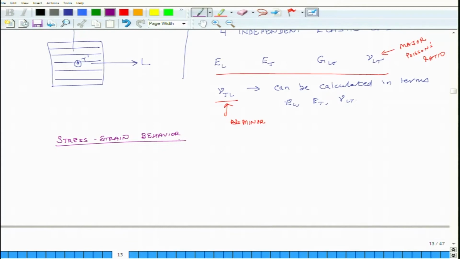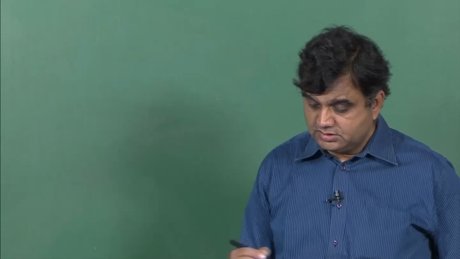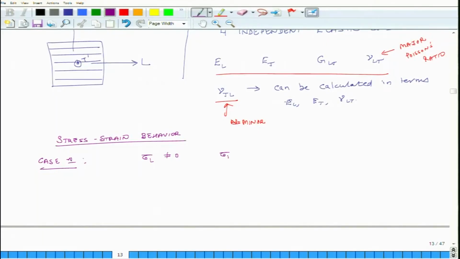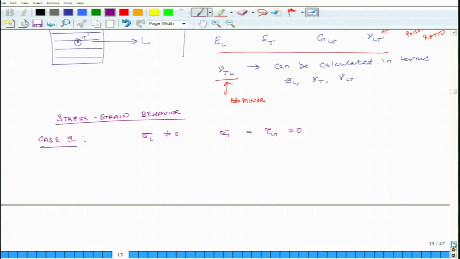And we will look at actually 4 different cases. Case 1. So, if sigma L is not 0, and so this kind of a material we can apply 3 different loads on it, 3 different types of stresses, sigma L, sigma T and tau LT. Those are the 3 things. So, if sigma L is not 0, but sigma T equals tau LT equals 0, then what will happen? This system will generate strains.